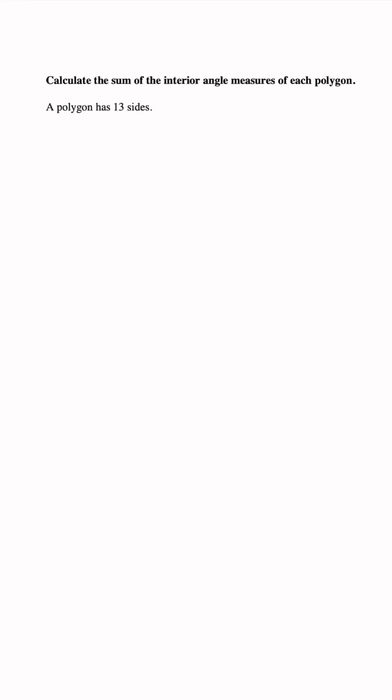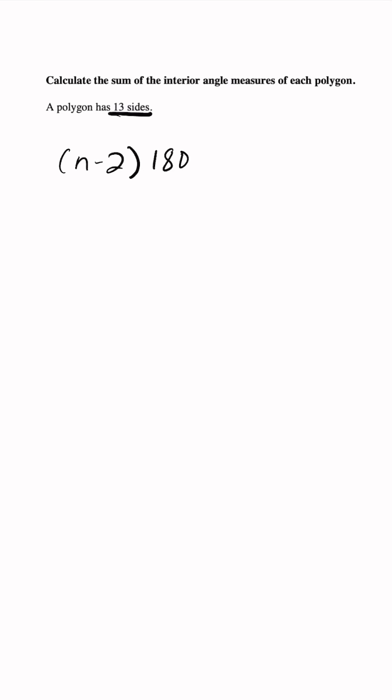So this problem wants us to calculate the sum of the interior angle measures for the polygon, and it says that the polygon has 13 sides. So we can find the sum of the interior angles by using the formula (n minus 2) times 180, okay? So all we have to do is just plug in the number of sides for n and do the math.